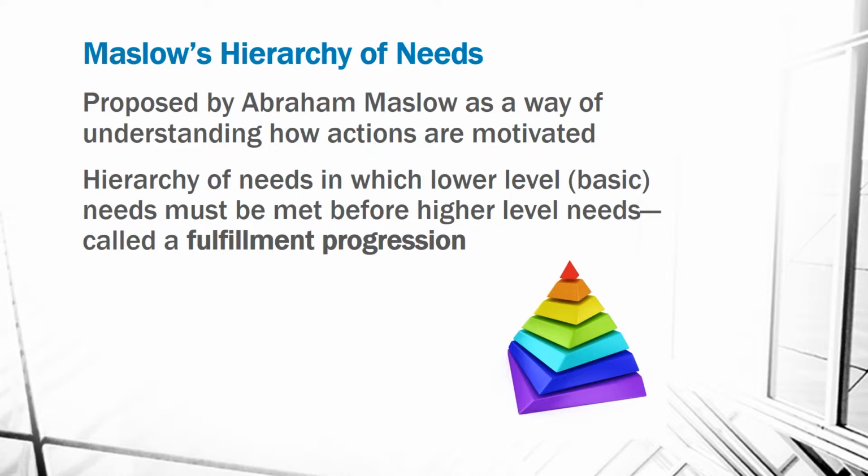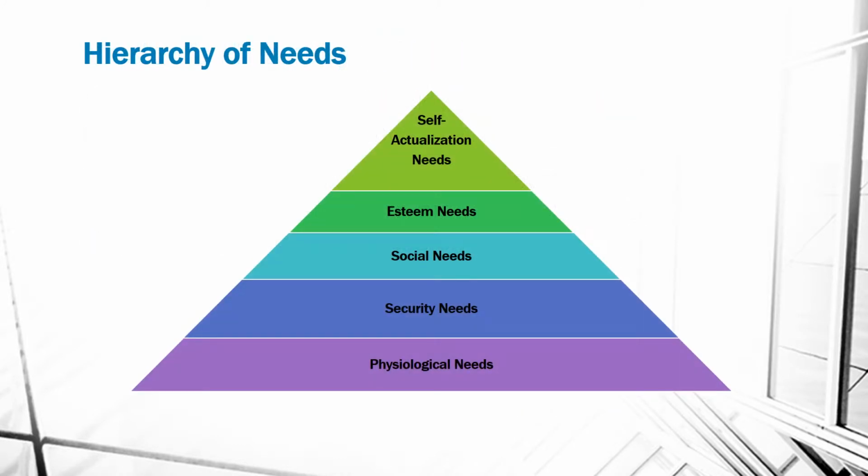He proposed that our needs are based on a hierarchy where we must first fulfill the lower level or more basic needs before moving up to the higher order needs, which is what he refers to as a fulfillment progression. This is a visual of what the hierarchy of needs looks like. At the bottom are physiological needs, then moving up to security needs, social needs, esteem needs, and self-actualization needs. Physiological needs are the most basic things that need to be met, followed by security, like having a roof over our head and so forth.